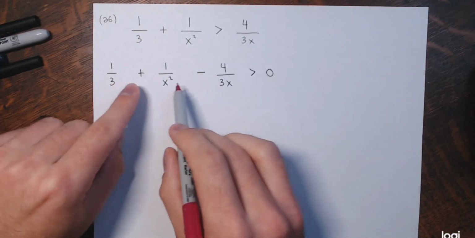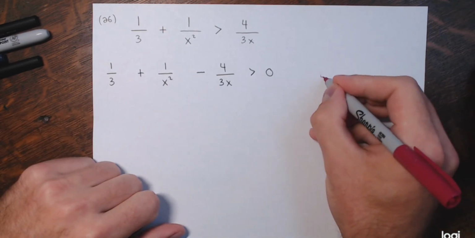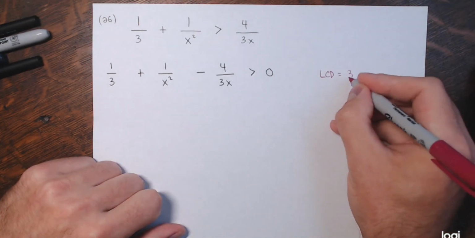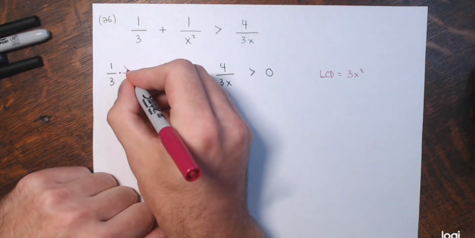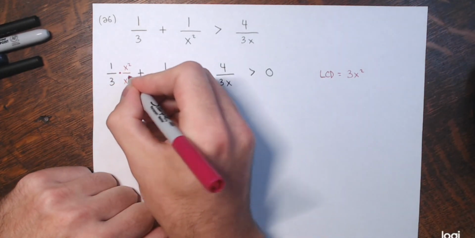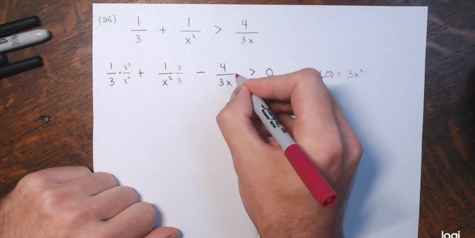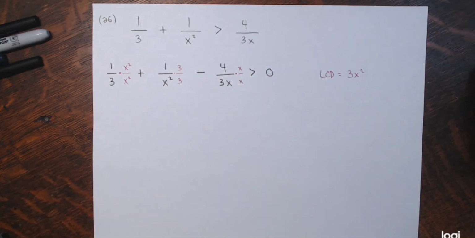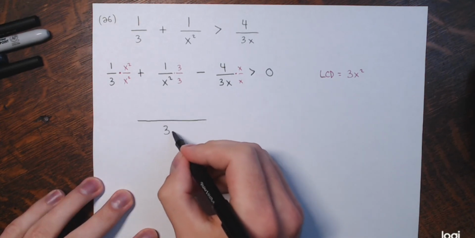And then I'd like to put these together. We're adding and subtracting, so I need a common denominator. Right? The LCD, the least common denominator here, I'm hoping you see was obvious, would be 3x squared. So this first fraction I'd multiply by x squared over x squared. Second fraction I'd have to multiply by 3 over 3. Third fraction I'd have to multiply by x over x, right? So that way every denominator is 3x squared. Right? Now that they all have the same denominator, that's going to be the denominator of the sum.